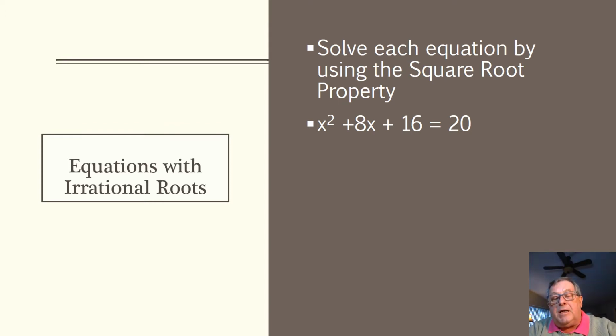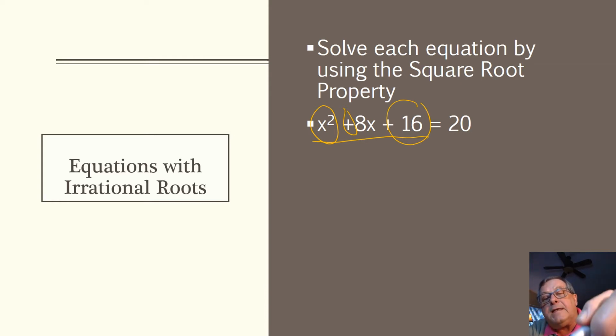Now, looking at this part of the equation here, we see that this is a perfect square. I've got x squared over here on the left, and I've got positive 16 here on the right. I've got a positive middle term, and that's 8. And let's see, perfect square, the square root of 16 is 4.